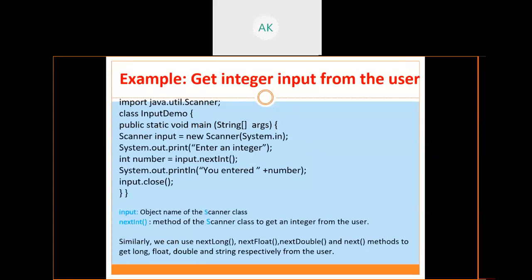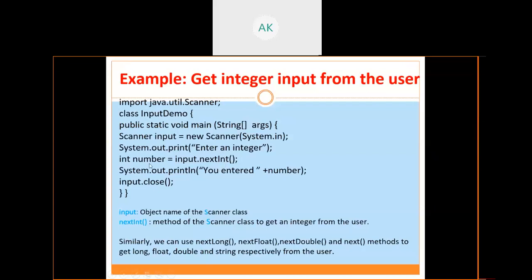As I want to take the input from the user, I will be importing the package name, then I will be creating the object for this particular class, and I will be giving the message to the user to enter an integer. And in order to take the input from the user, I'll be creating the variable, and I will be using the particular function depending upon the type of input which I want to take from the user. As in this case I want to take the integer values from the user, I'll be using the function nextInt, right? And whichever input is entered by the user will be stored inside the number variable.